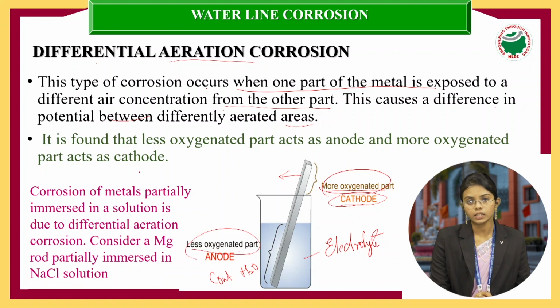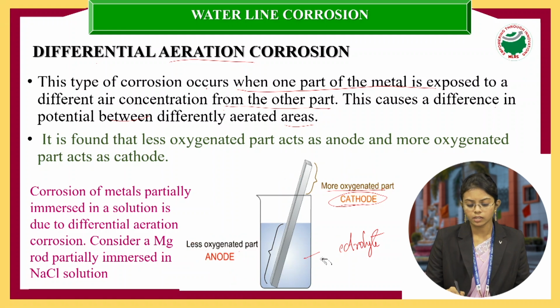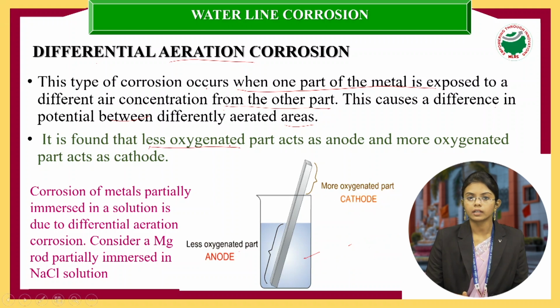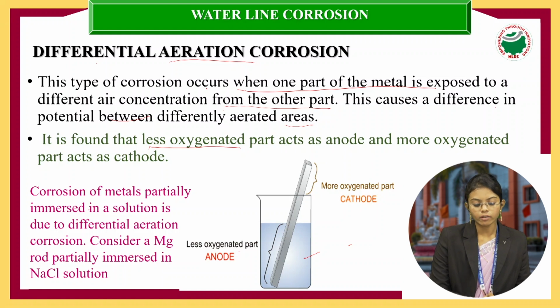Now it is found that the part which is in contact with the water is the less oxygenated part, and obviously it will be the anode, and the more oxygenated part acts as the cathode. So corrosion of metals partially immersed in a solution is due to differential aeration corrosion.